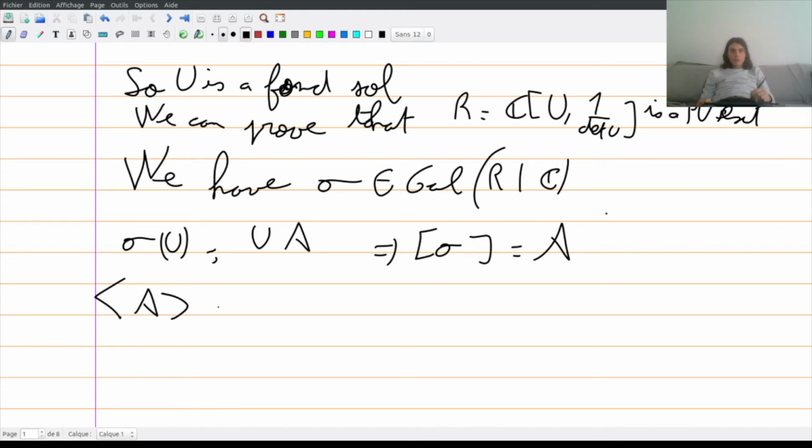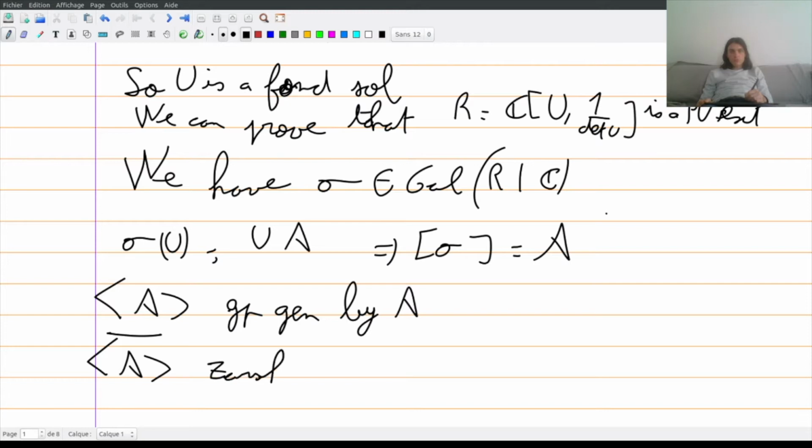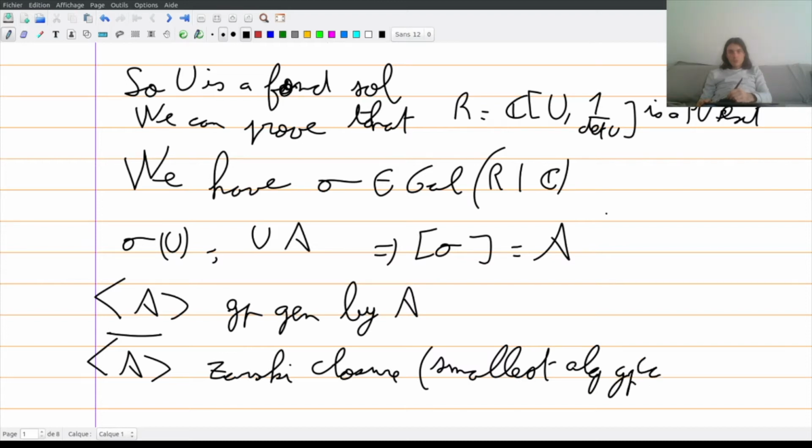So let me call A with brackets the group generated by A. And remind that the Galois group is an algebraic group, so this group may not be an algebraic group. So we take its Zariski closure, which is the smallest algebraic group containing A.